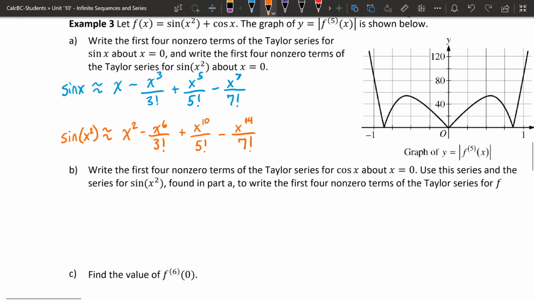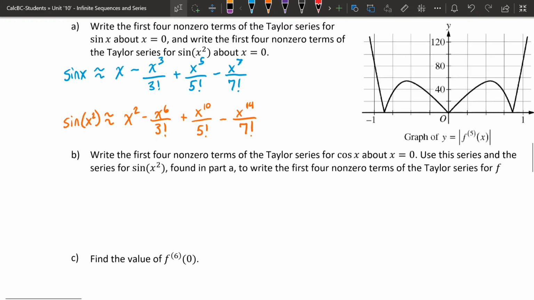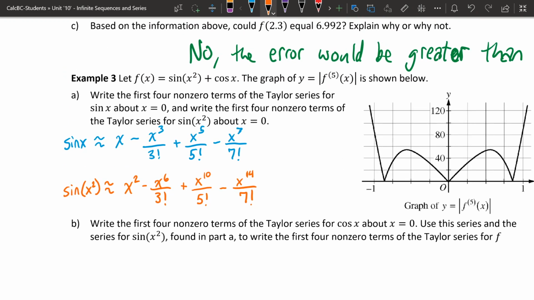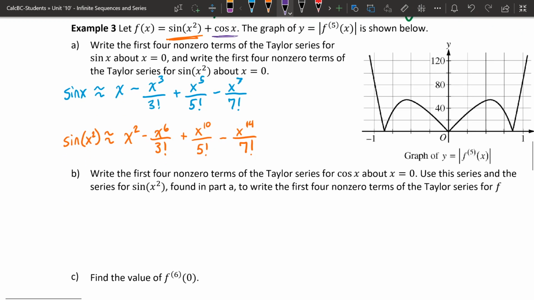Part B says, write the first four non-zero terms of the Taylor series for cosine of x. All right, that's the second part of that original function. Okay, we got our first part there in part A. Probably see where this is going. It says use the series and the series for sine of x squared found in part A to write the first four non-zero terms of the Taylor series for the whole function f. All right, so cosine of x.